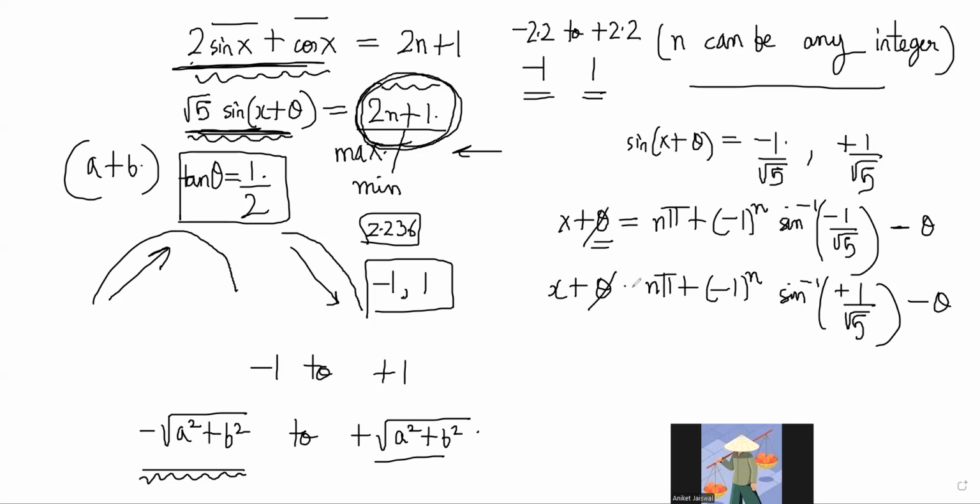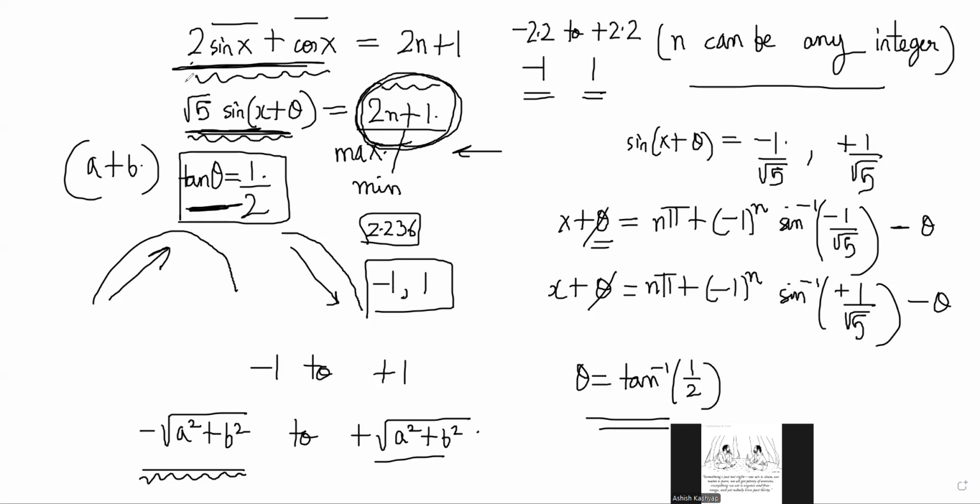And what is theta? Theta is tan inverse of 1 by 2. This theta had come when we converted this to this. Is everyone understanding what I'm saying? That will be your answer.